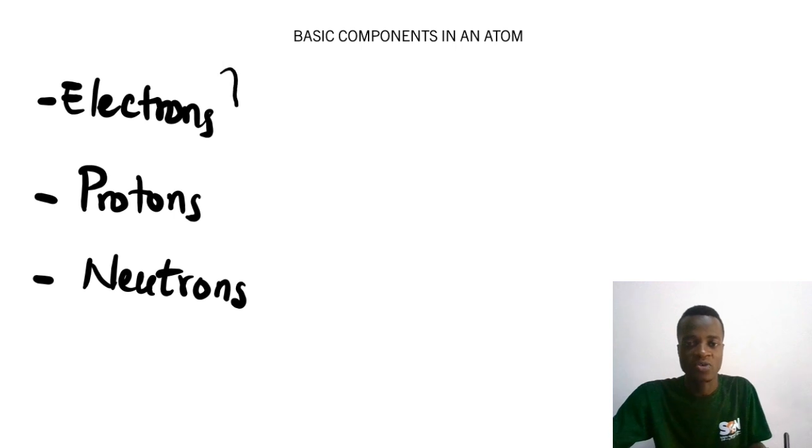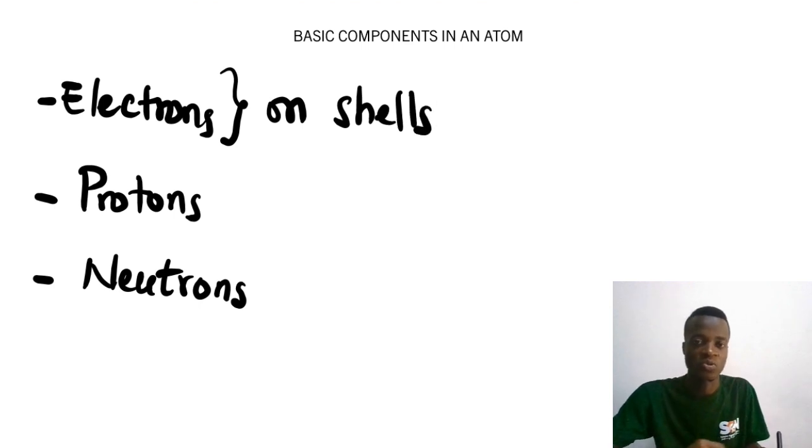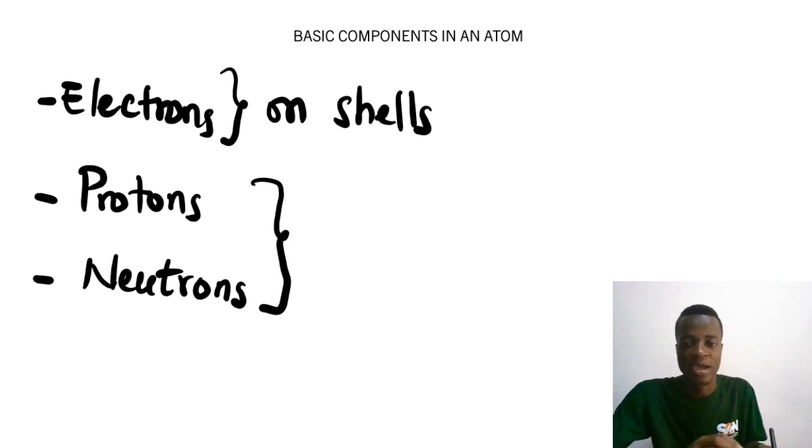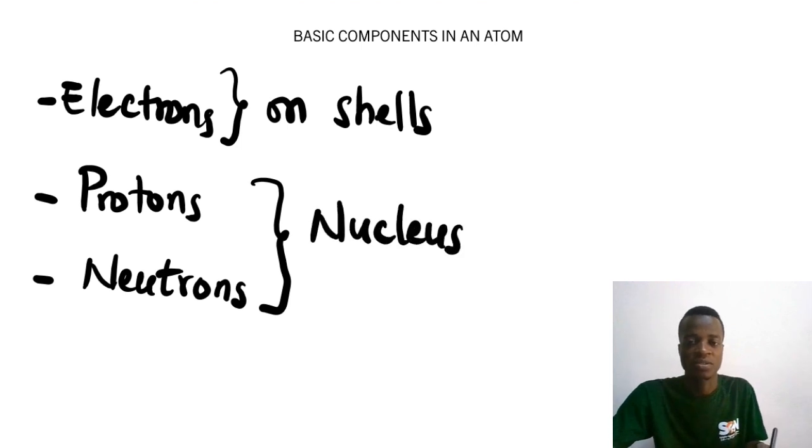So the house for the electrons, right? Electrons are found on shells. So where they are located is a shell. We'll talk about the shell when you are looking at the diagram. And then when it comes to protons and neutrons, these two guys are in one house. They are located in one location, and that location is what we call the nucleus. So these are the locations.